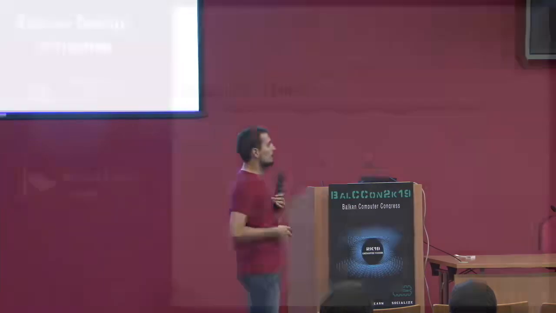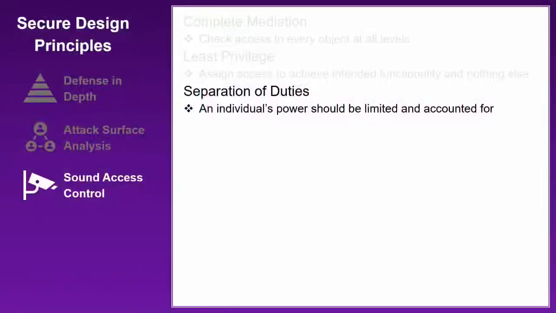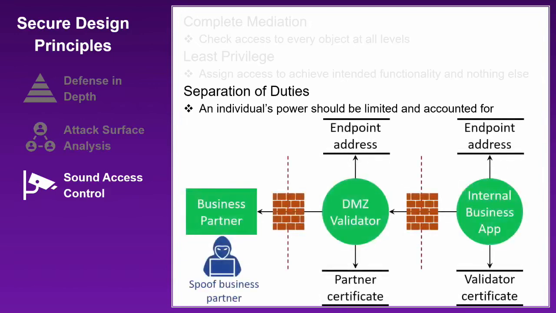Finally, for separation of duties, we want to limit the amount of power a single individual has and to have them be accountable for all their actions. Going back to the defense in depth example, we can ask the question, who has access to these data stores? Now, if a single person can configure all of these endpoints and certificates, that person can also point our system towards a malicious service.